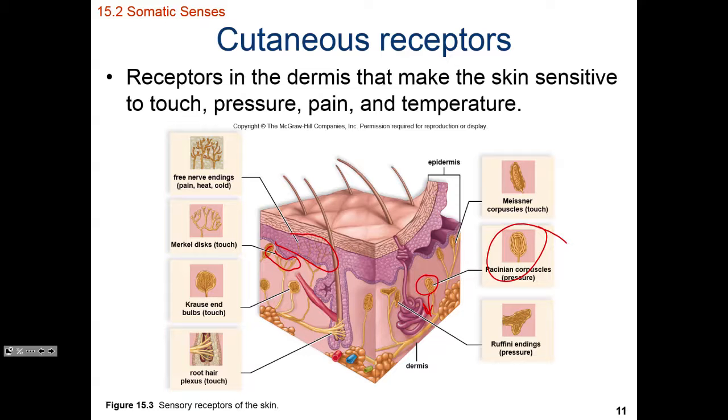If you've ever had a bug crawling across your arm or your leg, tickling your hairs, the tickling sensation associated with hair is when you're stimulating the sensory receptor in the hair root plexus, or the root hair plexus.